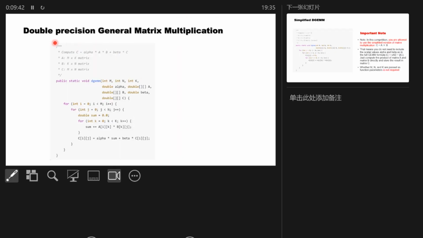Oh, and after single precision general matrix multiplication, we also have double precision general matrix multiplication. That is changed from float to double.